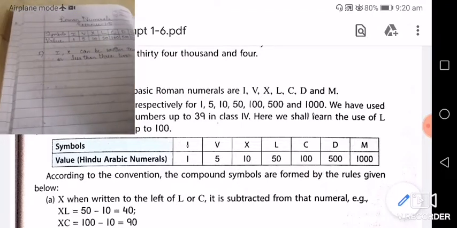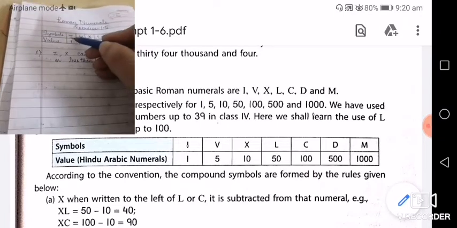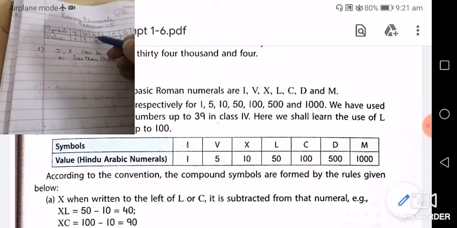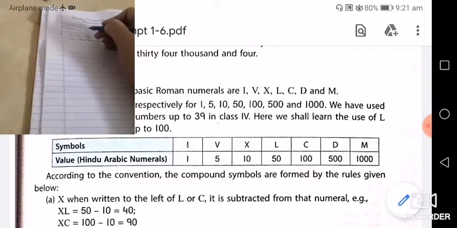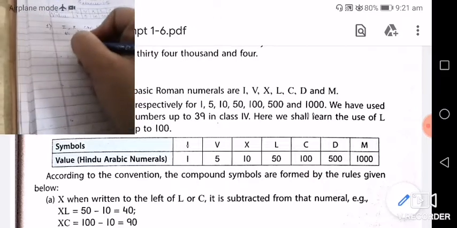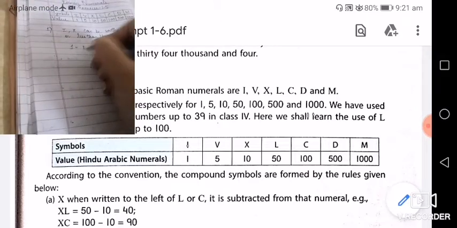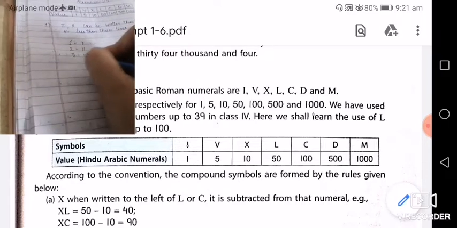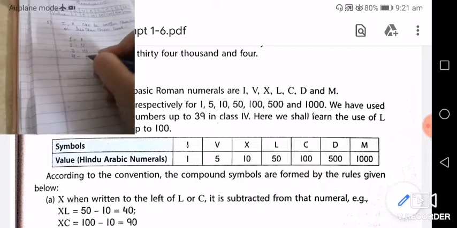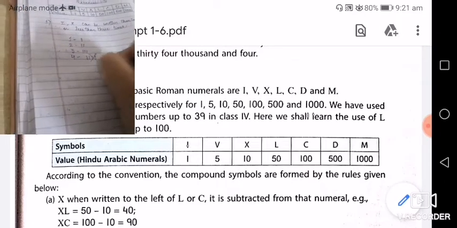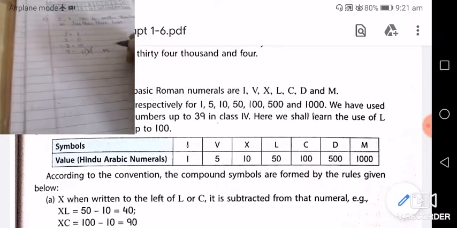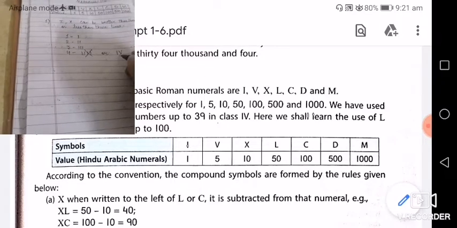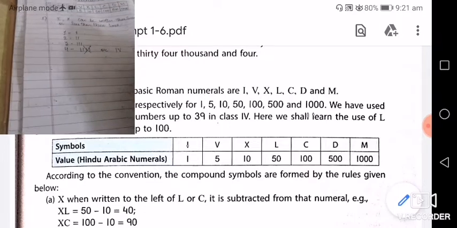Secondly, V cannot be written 3 times, and I can be subtracted from V also, and I can be subtracted from X also. It means what? If I have to write 1, I will write with 1 I, 2 I, 3 I. But for 4, I cannot write it IIII. That will be incorrect. What I will do? I will write 5 and then subtract 1. What does it mean? 5 minus 1.